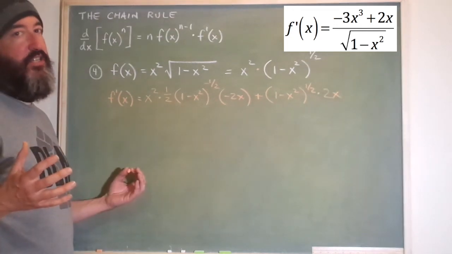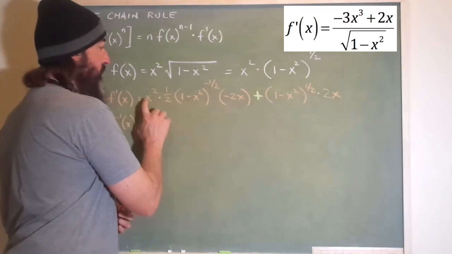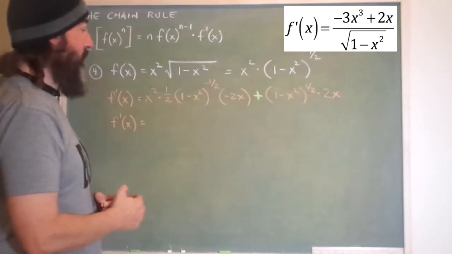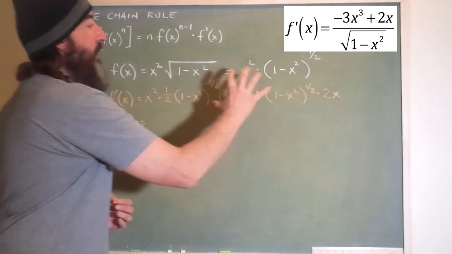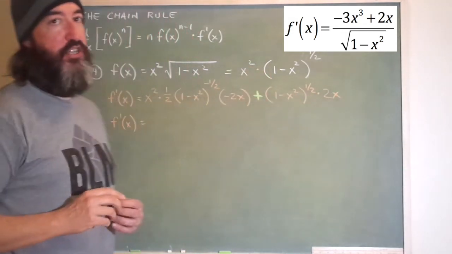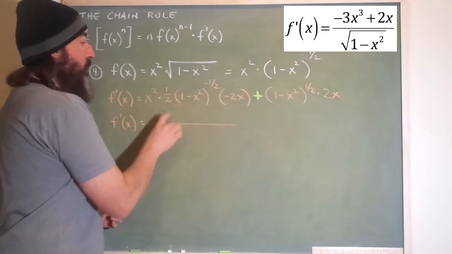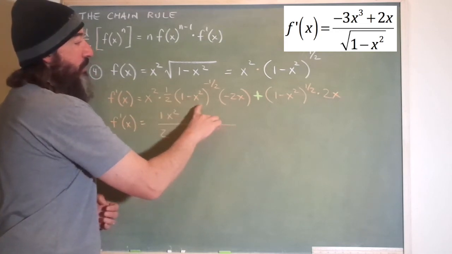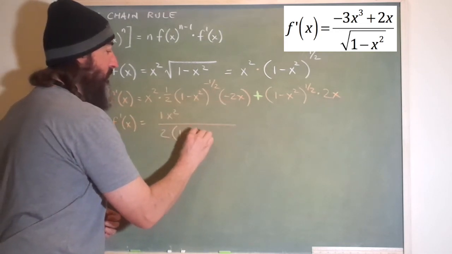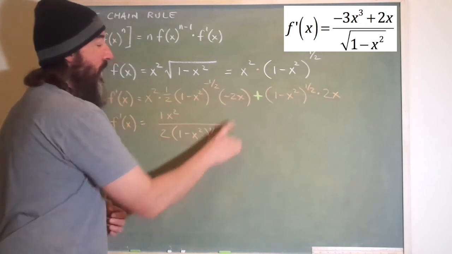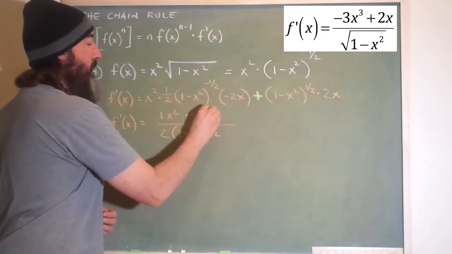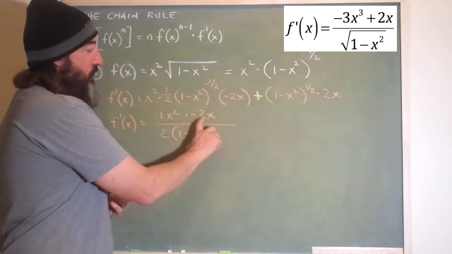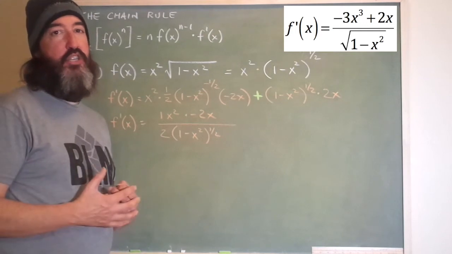Let me highlight that addition symbol. Notice over here, we have something times something times something times something, and over here, we have something times something. So I should be able to express this as one fraction, and I should be able to express this as one fraction. My 1 is going to go in the numerator, my 2 is going to go in the denominator, my x squared is going to go in the numerator. This piece has a negative exponent, so that piece is going to go in the denominator, and then my negative 2x also has to go in the numerator. I suppose 1x squared times negative 2x is negative 2x cubed.